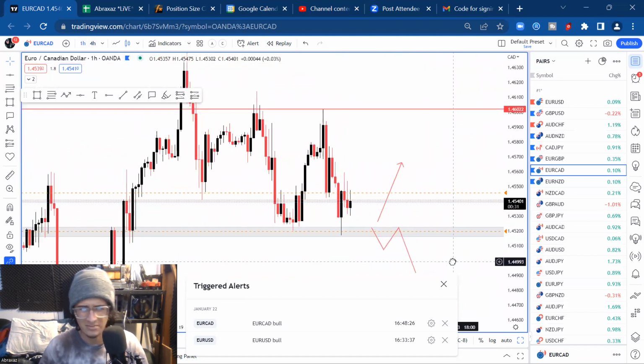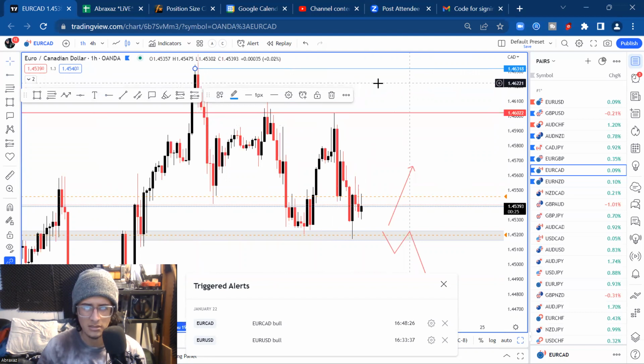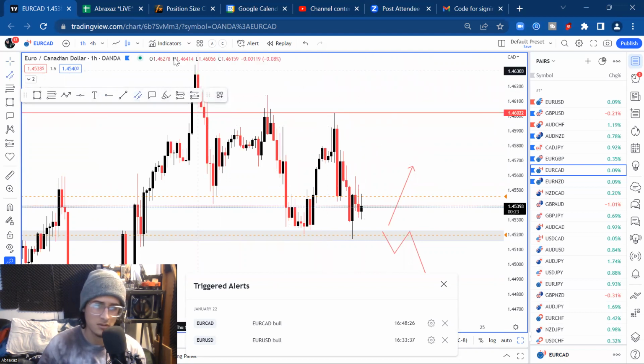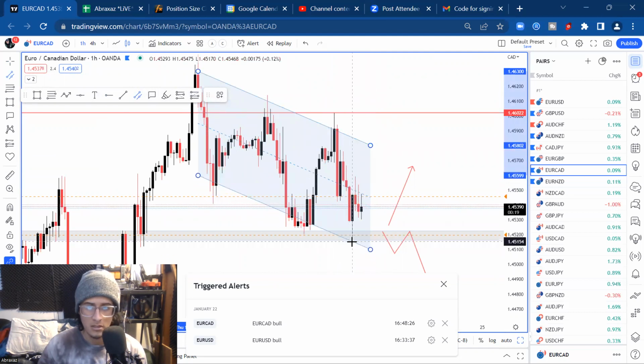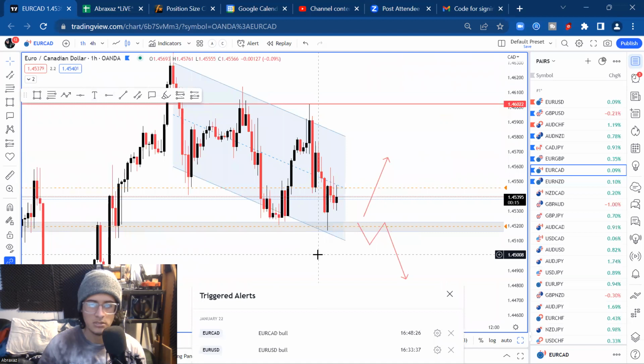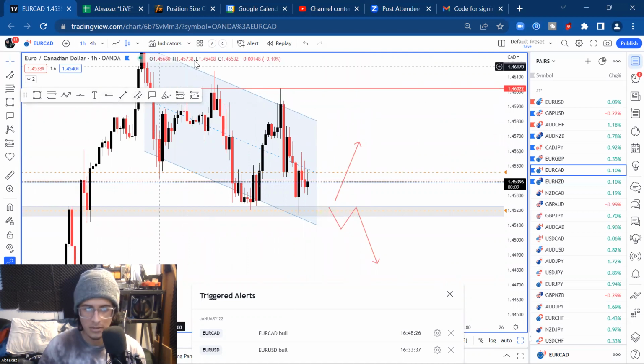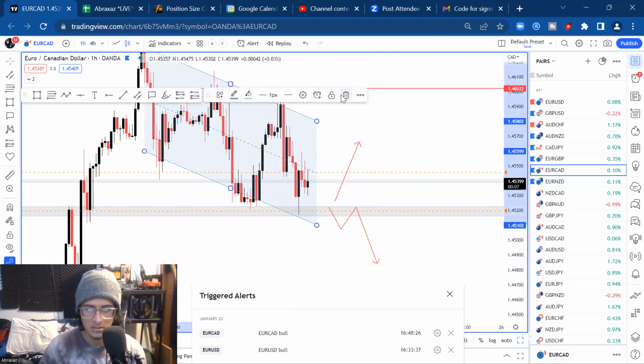Looking at the 1 hour, it's making this downward movement. You know what I'm looking at? Oh wait, let me delete that. That's the wrong one. There we go. That's what I'm looking at. It's making this downward movement. So one of two things could happen. I've already made these arrows right here indicating the two possibilities.